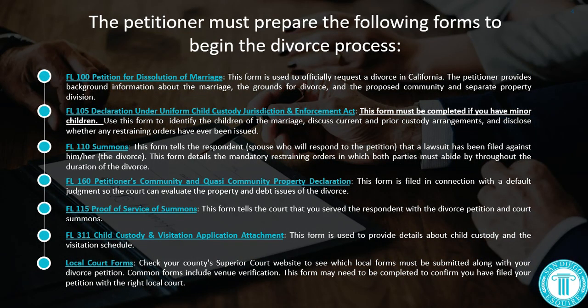Don't be overwhelmed with the text on the screen, but this slide just highlights the forms the petitioner is going to have to complete in order to file for a divorce. Now keep in mind that Form FL-105 and Form FL-311 may be optional. They should only be attached to FL-100 if the petitioner has minor children, being children under the age of 18.